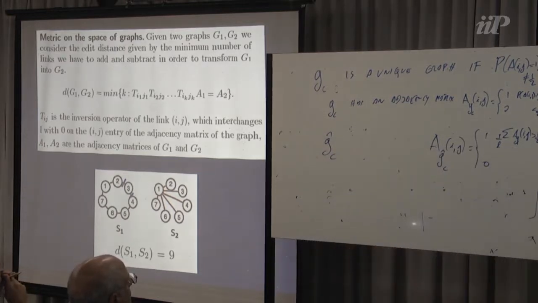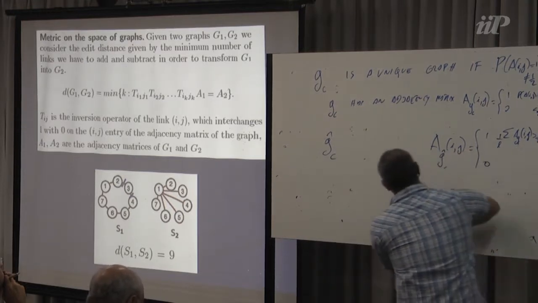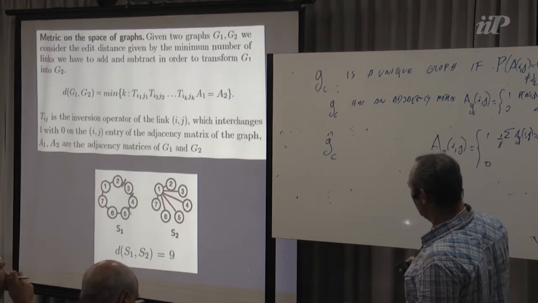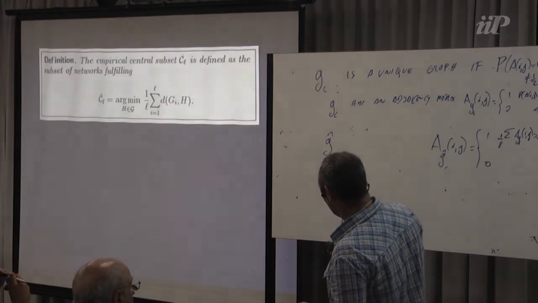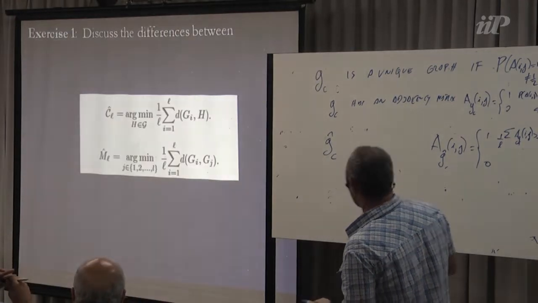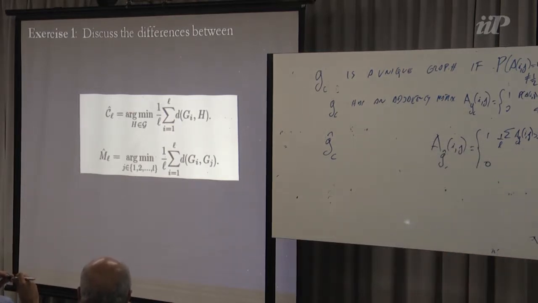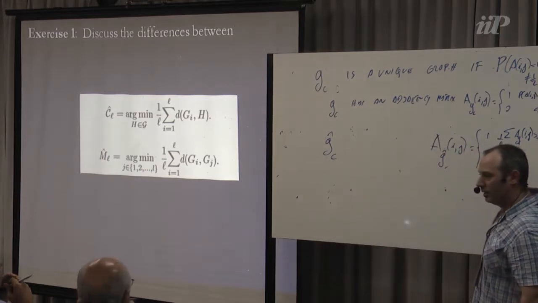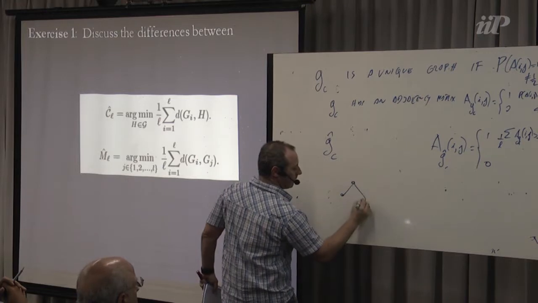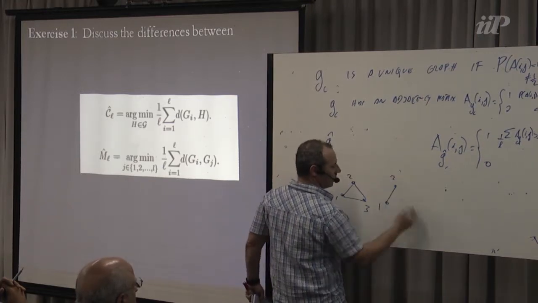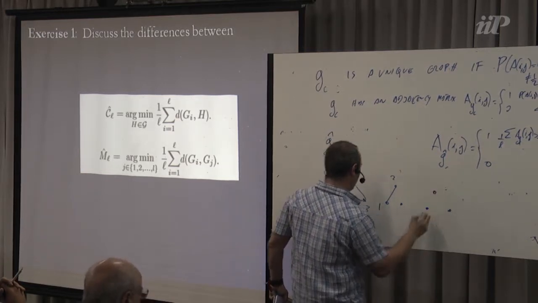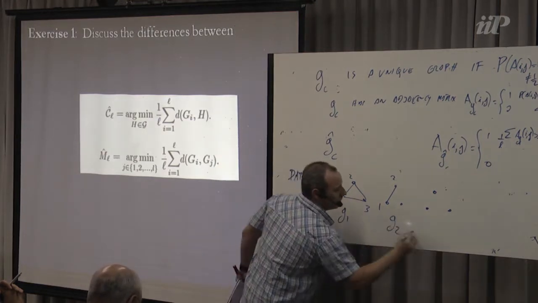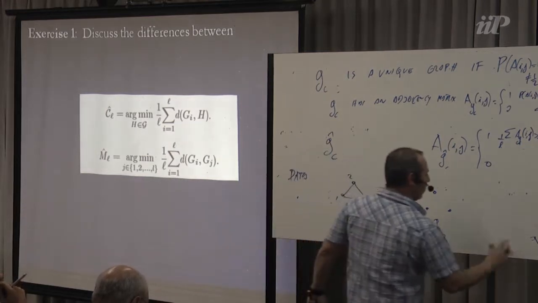So let me show you with one example. We have an analytic way to obtain it. It's clear how to compute it. For example, if we have this graph on nodes 1, 2, 3, this graph, and this graph, this is an empirical graph, this is data: G1, G2, G3.